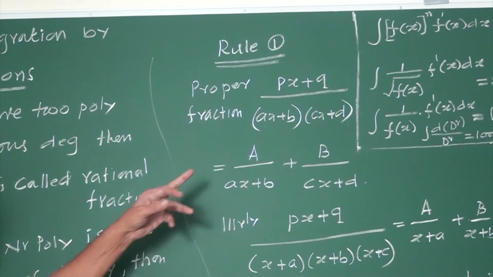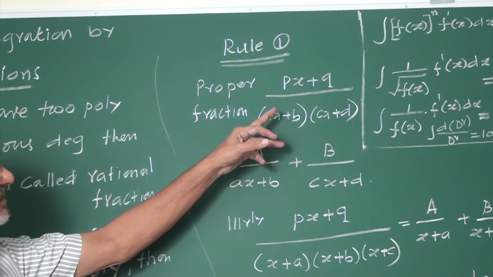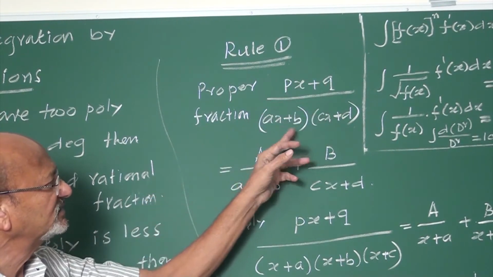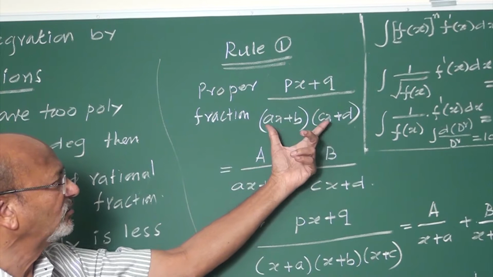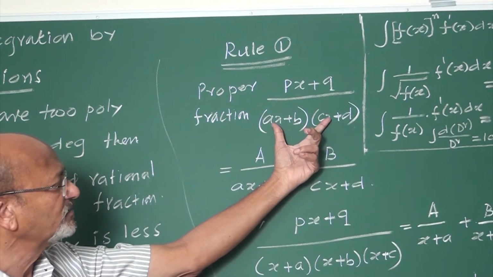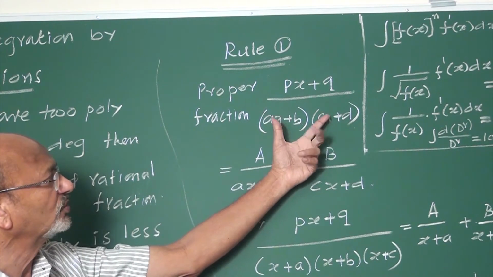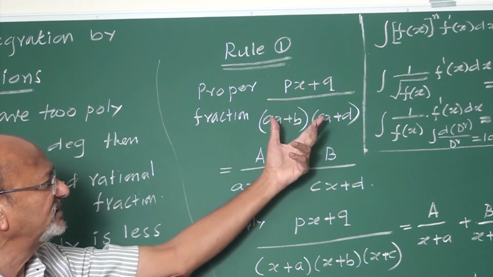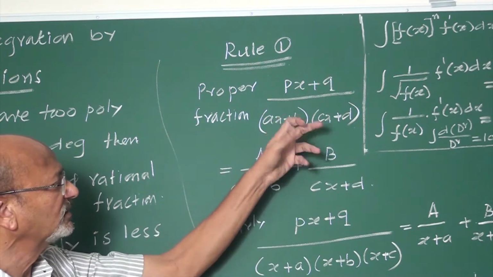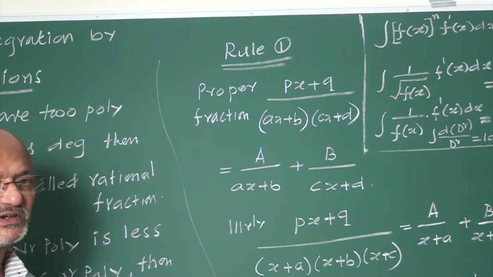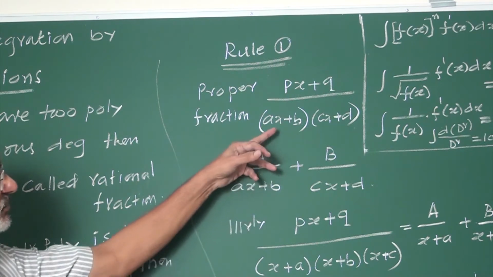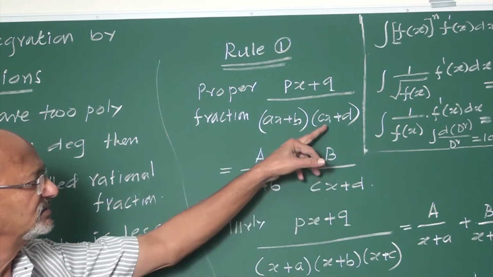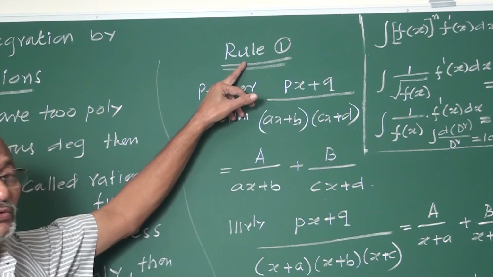What is rule 1? This is a proper fraction. What is the degree? It is a linear polynomial, degree is 1. This is a product of two linear factors. What is the product? x into x is x square. The degree of the denominator is 2. Then the degree of the numerator is less than the degree of the denominator, so it is proper. Then this proper fraction can be resolved into, it is a rule, A upon the first factor plus B upon the second factor. It is rule 1.